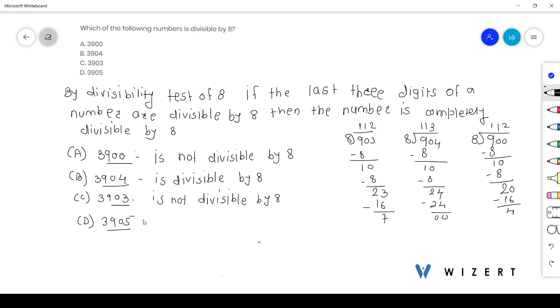3905. Last 3 digits are 905. 8 ones are 8. 9 minus 8 is 1. Move the 0 down. Again 8 ones are 8. 10 minus 8 is 2. 8 threes are 24. 25 minus 24 is 1. So this is also not divisible by 8. So our correct option is option B.